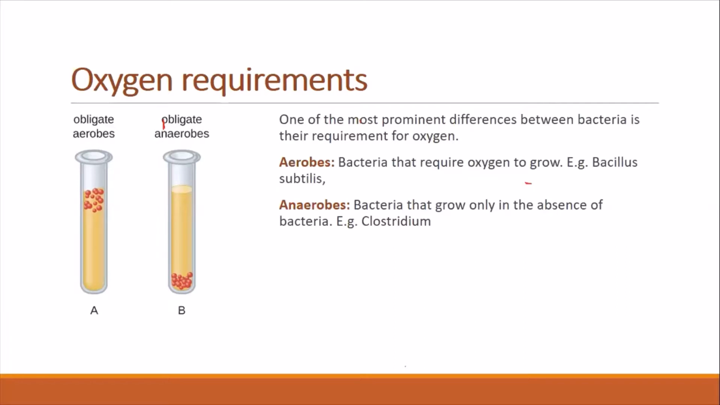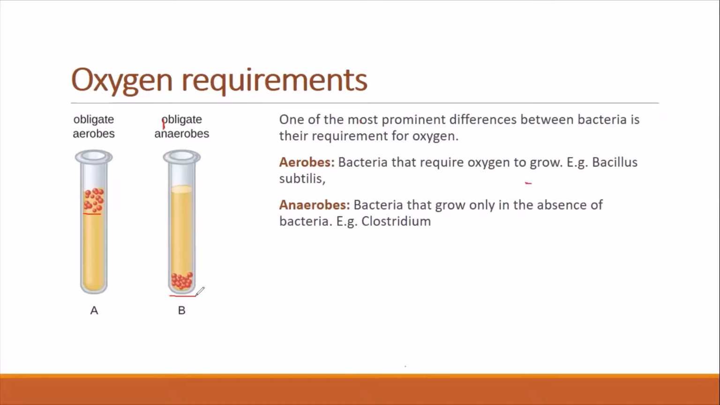When you have them in your culture medium or tubes, you'll find that the aerobes, which like oxygen, will grow at the top of the tube. They tend to be found at the top of the tube right here, and your obligate anaerobes will tend to be found at the bottom of the tube right here. But you do have some organisms that are not completely aerobic or completely anaerobic.